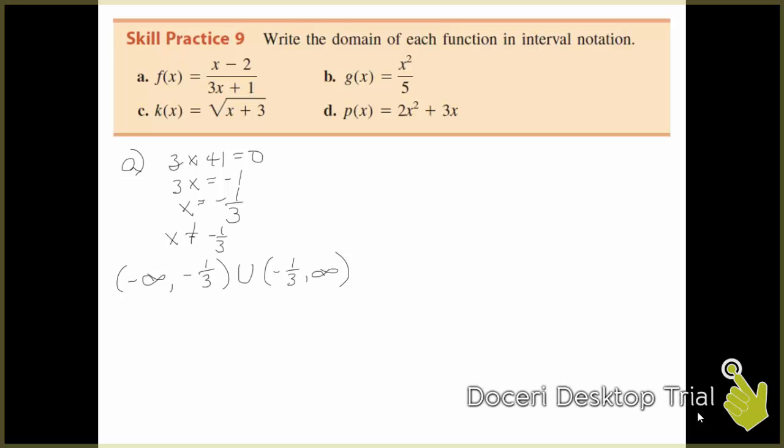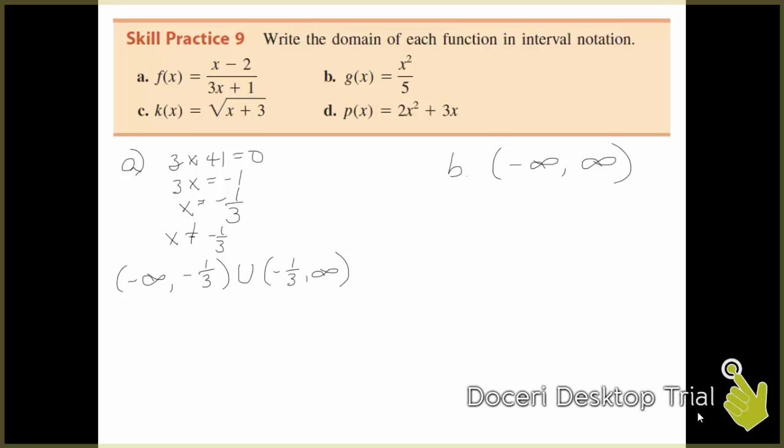B, that's -infinity to +infinity. It's a quadratic, it's all real. The divided by 5 doesn't change that. It just makes it a real broad graph.